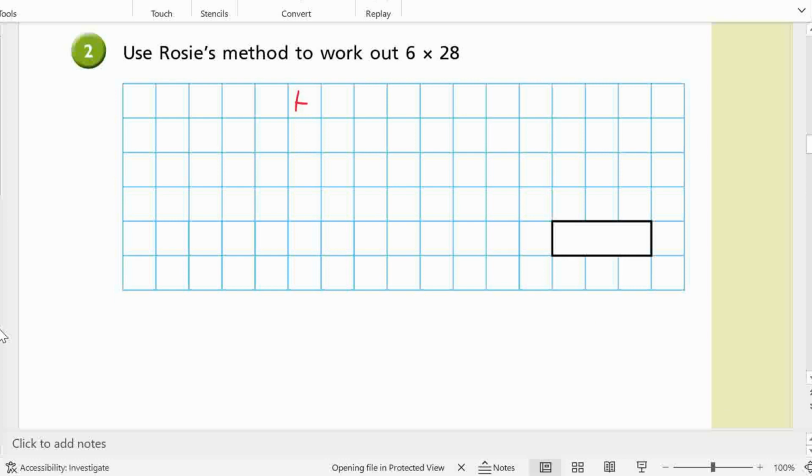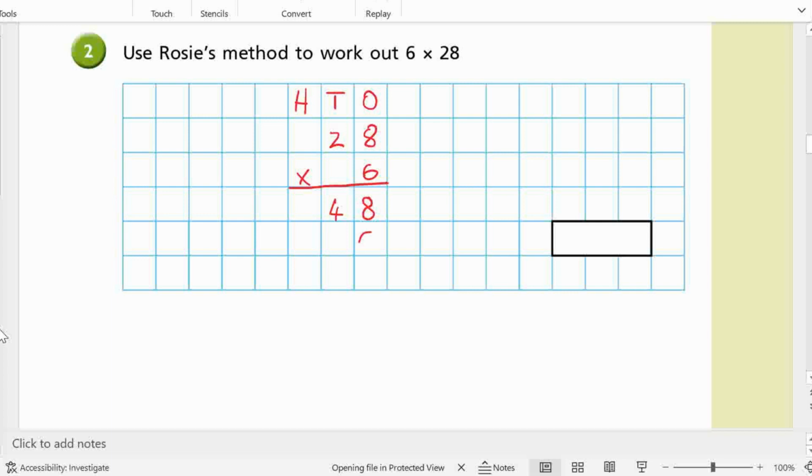So we need to do H, T, and O. And we have our larger number at the top, and smaller number here. We do our times sign just to help us out. So now we're going to do 6 times 8. What is 6 times 8? Well, what's 5 times 8? 40, good. So 6 times 8 must be 48. Yes, good.